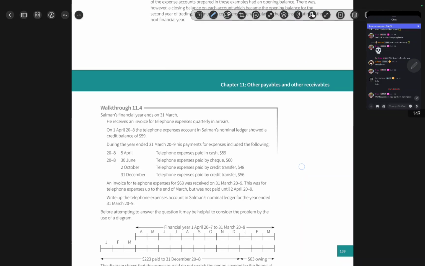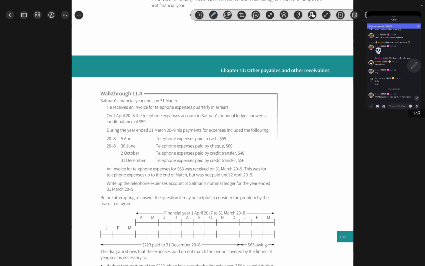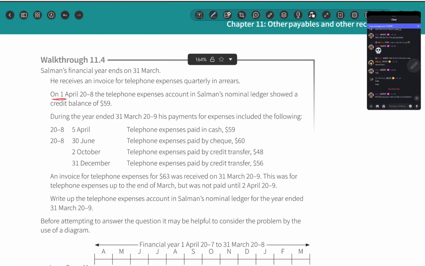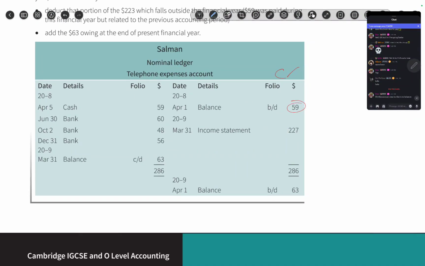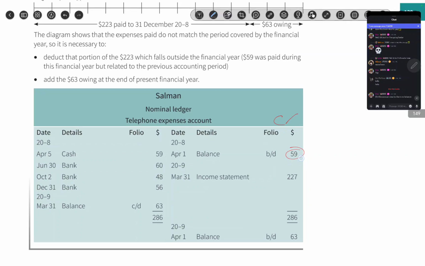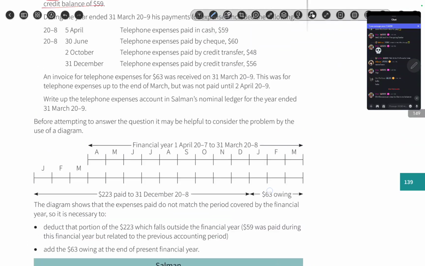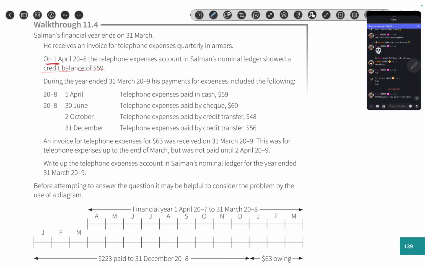Then they're telling us about opening balances. Opening balances are very, very easy. They literally just say it straight up: credit balance of 59, meaning that on the credit side you need to show 59. That's it. I think you don't get a mark for this, but it's the easiest possible thing.